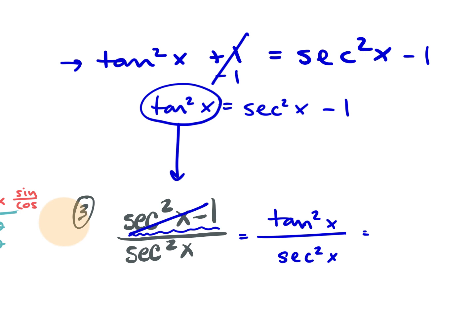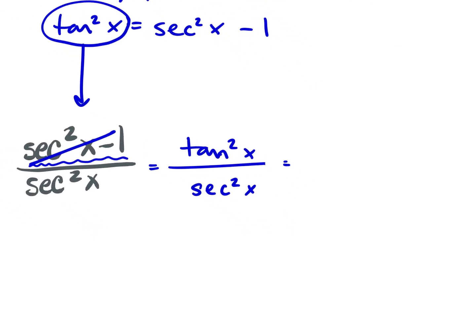What could we do next? Do you have to change secant? To what? To change it to 1 over cosine, right? We could do that. Let's change everything to be in terms of sine and cosine.